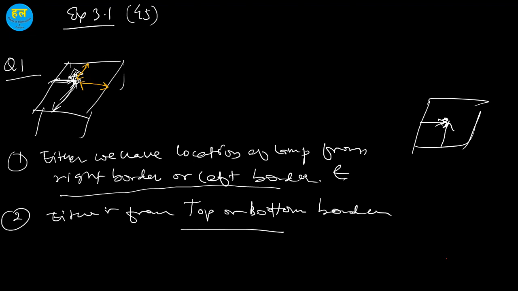If we have the location from left and from top, we can locate it here. If we have it from right and bottom, we can locate it here. If we have it from right and top, we can locate it here. So any two pieces of information are necessary to locate a table lamp on a table.